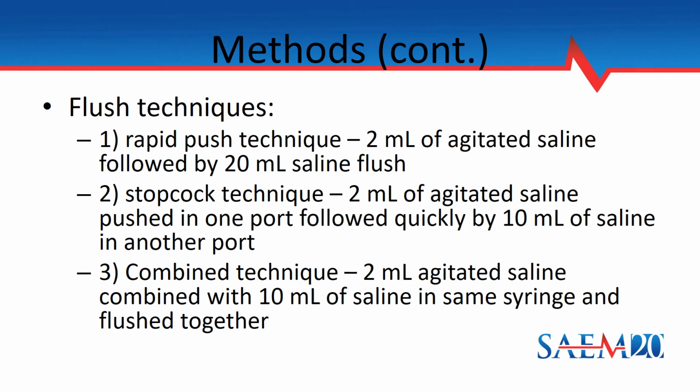A stopcock technique required the use of a stopcock to push 2 milliliters of agitated saline by 1 RN. The stopcock was then toggled with an immediate push of an additional 10 milliliters of unagitated saline in a separate port by the other RN. Finally, in the combined technique, the 2 milliliters of agitated saline was combined with 10 milliliters of unagitated saline in the same syringe and pushed together.